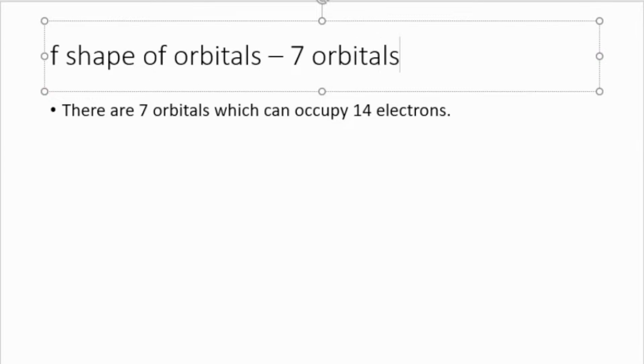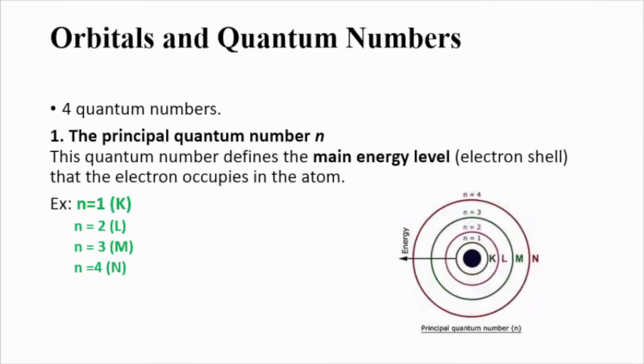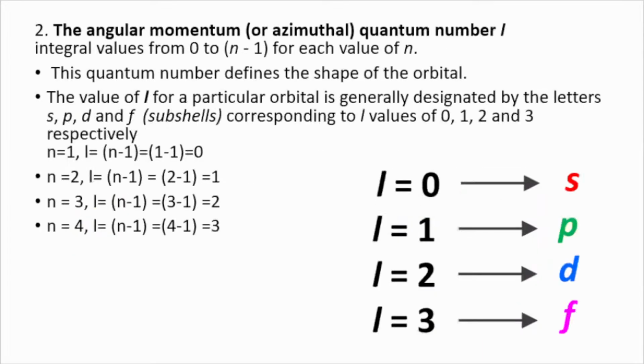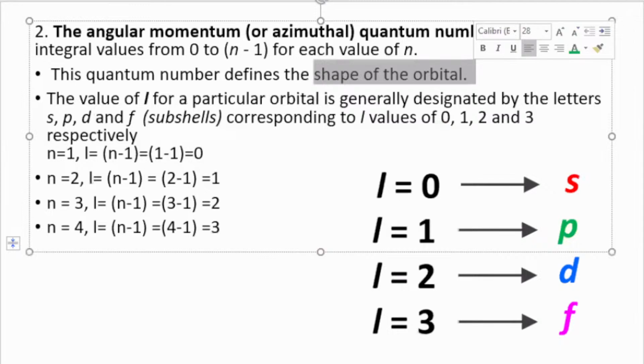So from the first quantum number, it is indicated the main shells, main energy levels. For the second quantum number, angular quantum number, it defines the shape of the orbitals. If the value is 0, that means S orbital. If the value is 1, it is P. Value is 2, it is D. Value is 3, it is F.